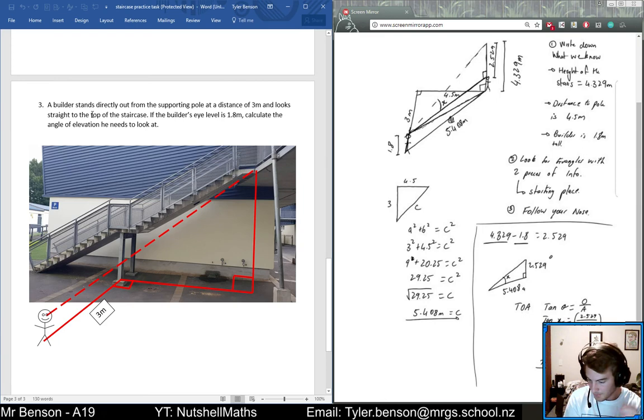25.063. You can round it to 25.06. That is his angle of elevation that he is looking at. That is the final answer. If you've got all that correct so far, that should get you an E.